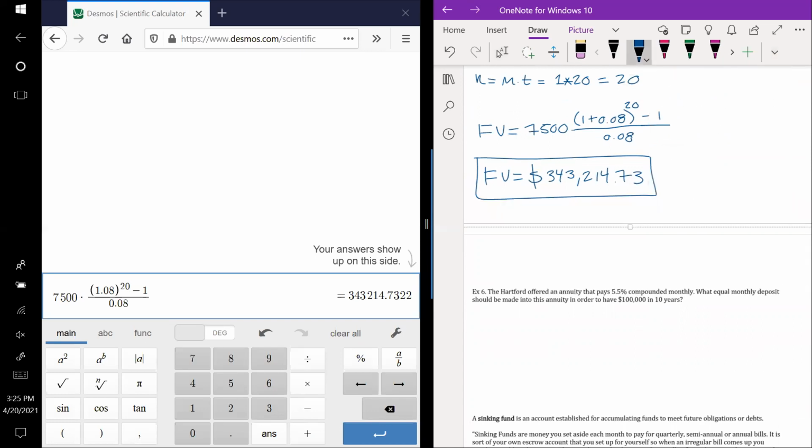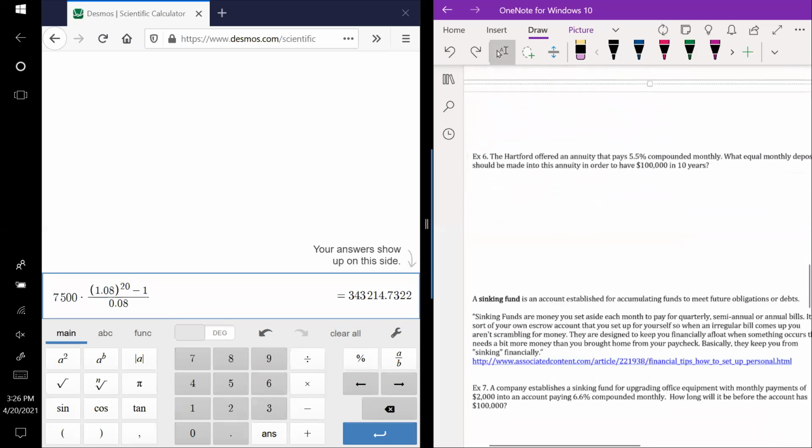There we go. The Hartford offered an annuity that pays 5.5% compounded monthly. What equal monthly deposit should be made into this annuity in order to have $100,000 in 10 years? Okay. So now we are looking for how much should we pay to get $100,000 in 10 years. So here we are looking for the payment. Okay. So let's go ahead and put together what we know.